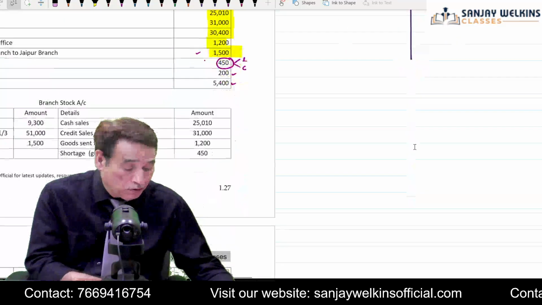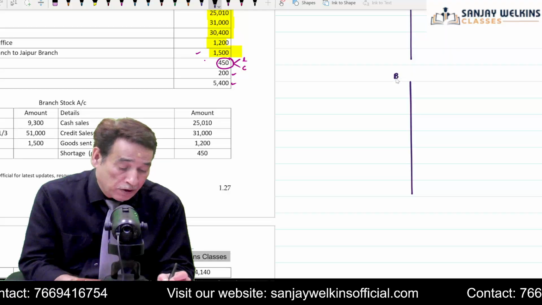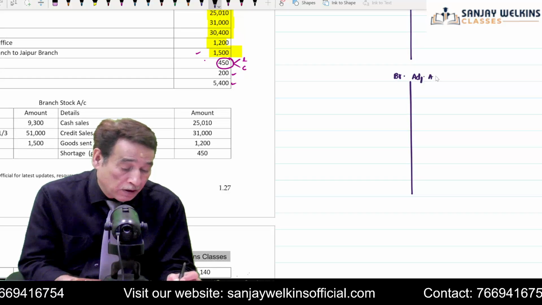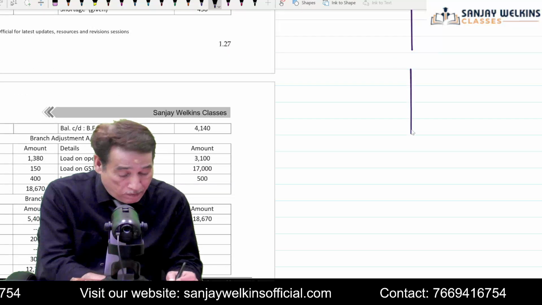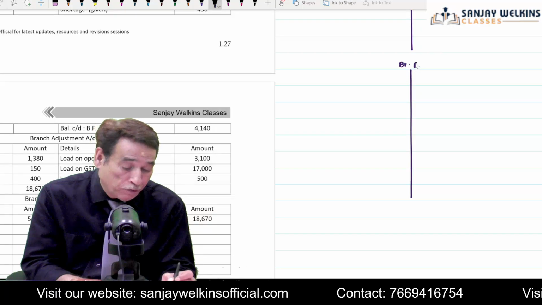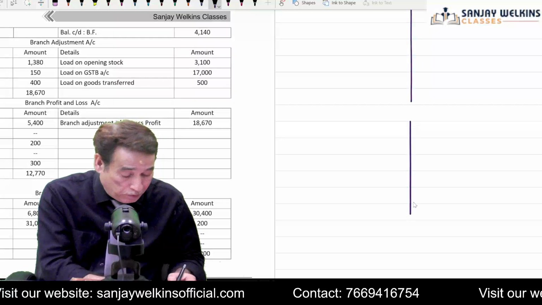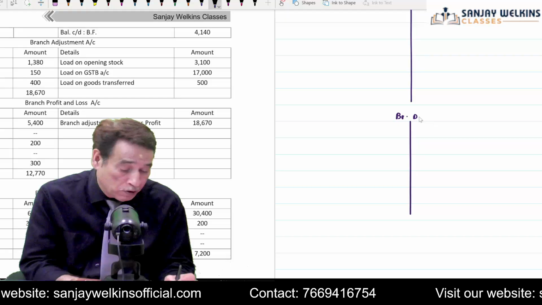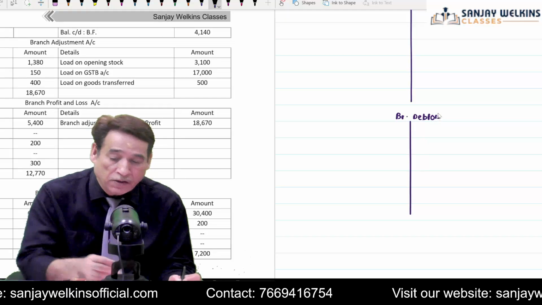Branch stock account. Then we will prepare branch adjustment account. This is our branch adjustment account. And then we will prepare branch profit and loss account. This is our branch profit and loss account. And afterwards, we will also prepare branch debtors account. This is our branch debtors account also. Branch debtors account in this case, correct?